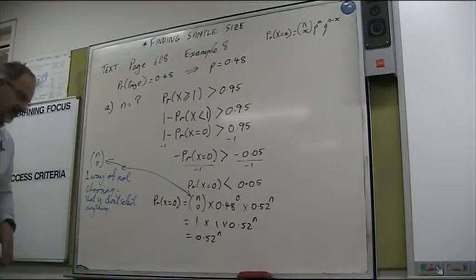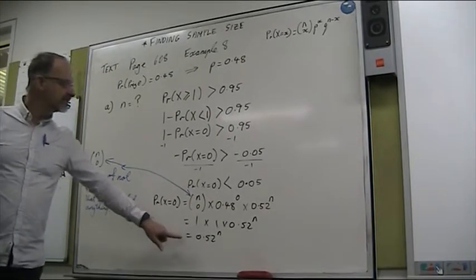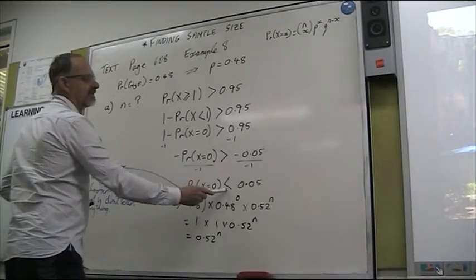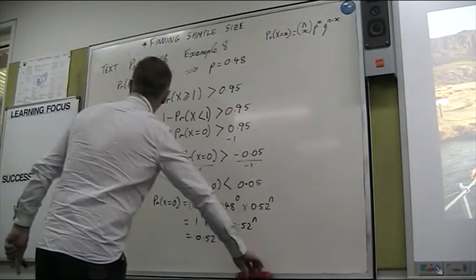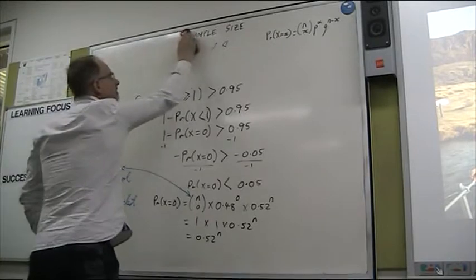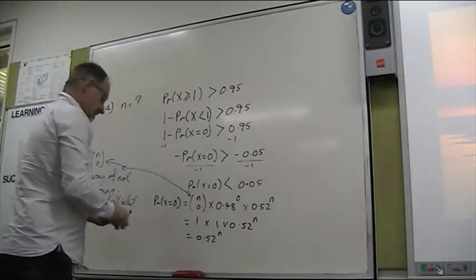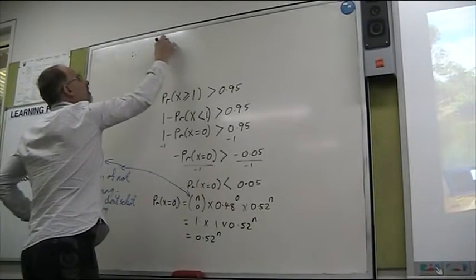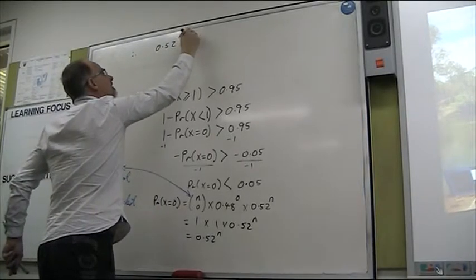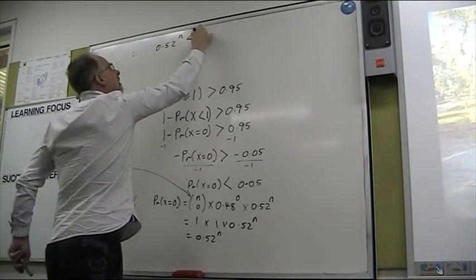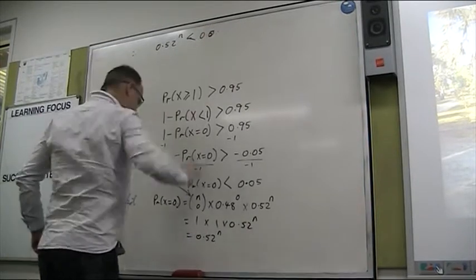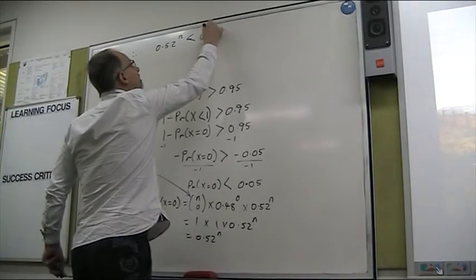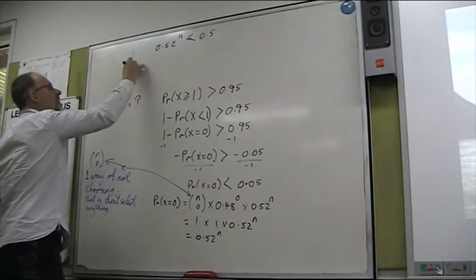Alright, so what do we got? So we've got the probability x equals 0 to be 0.52 to the n. Up here we wanted that probability x equals 0 to be less than 0.05. So what we want then is 0.52 to the n is less than 0.05, and then we go to our calculator, use the solve function.